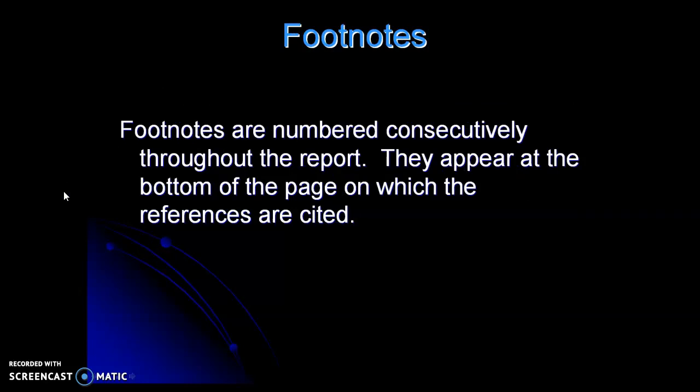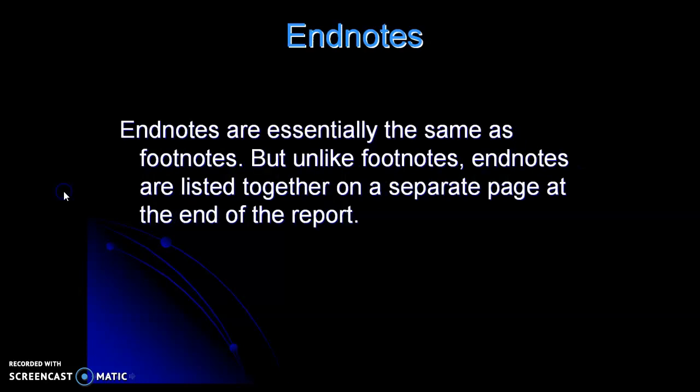Footnotes. Footnotes are numbered consecutively throughout the report. They appear at the bottom of the page on which the references are cited. Endnotes are essentially the same as footnotes, but unlike footnotes, endnotes are listed together on a separate page at the end of the report.